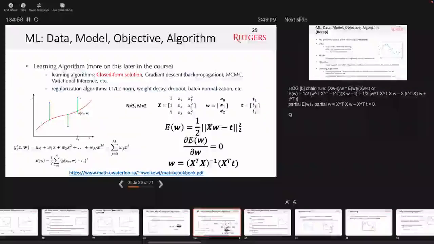Therefore, what we're going to get is this one times X times W minus 2 of this, right? 2 of any of this. And we're going to use this one. So 2T XW plus. Now this is what you get. And this is your objective function.